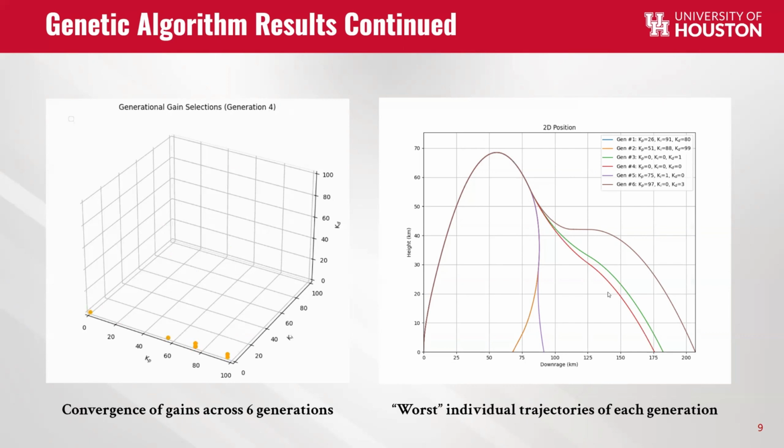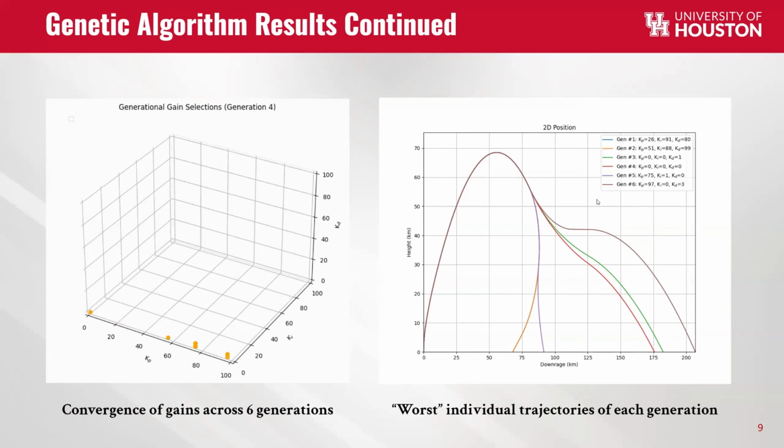Another way to look at this is the plotting of the worst individuals from each generation. So I plotted the worst trajectories from each generation. And what you'll note, though, is even in the 6th generation, the worst trajectory is still very good. It's pushed our downrange distance out quite far, almost to our maximum value. I think it's maybe a kilometer or two below it.